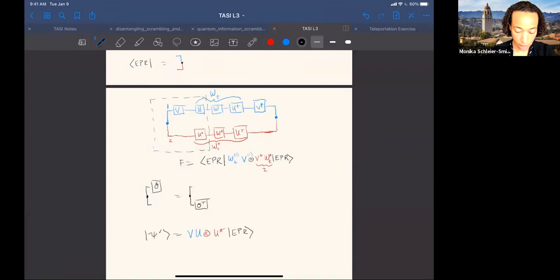Then actually this out of time order correlator would just be given by taking the expectation value of W acting on one, and W star on the other, not in the EPR state, but in the state psi prime.